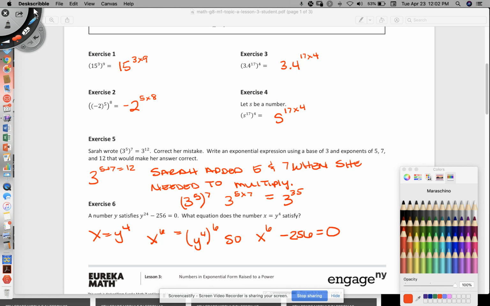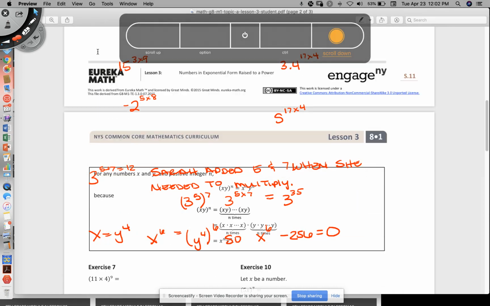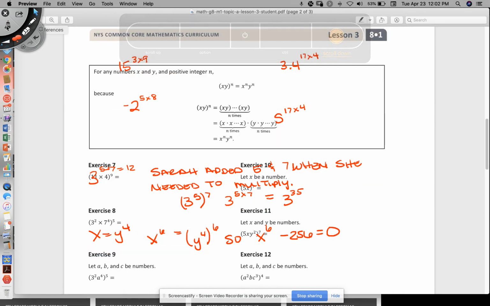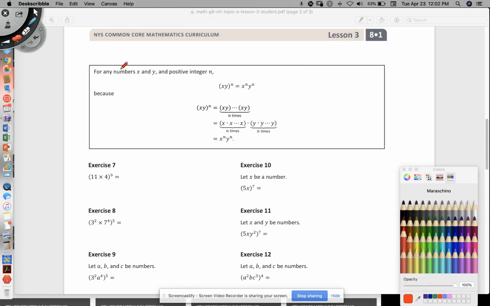All right, let's move on to the next one. What if we have two base numbers? That's okay. You're going to take that exponent and it goes to both base numbers. So the n goes to the x and the n goes to the y. All right, so everything on the inside of the parenthesis gets raised by the exponent. So let's look at exercise 7. We're going to take 11, raise it to the 9th power, and then we're going to multiply that by 4 to the 9th power. And that's it.